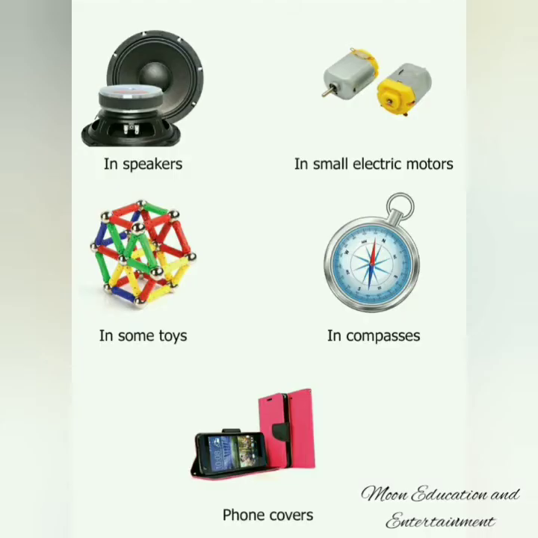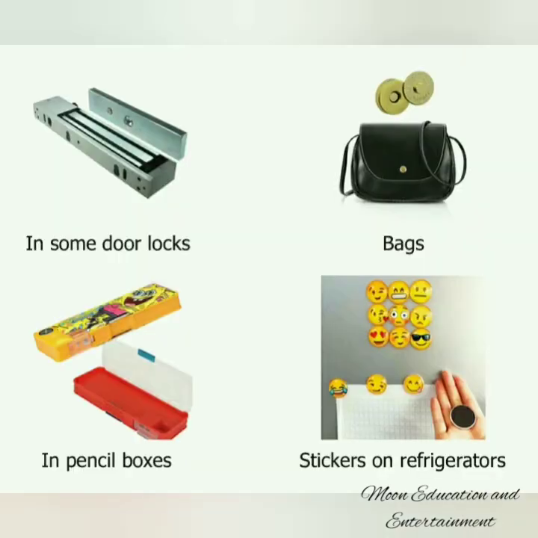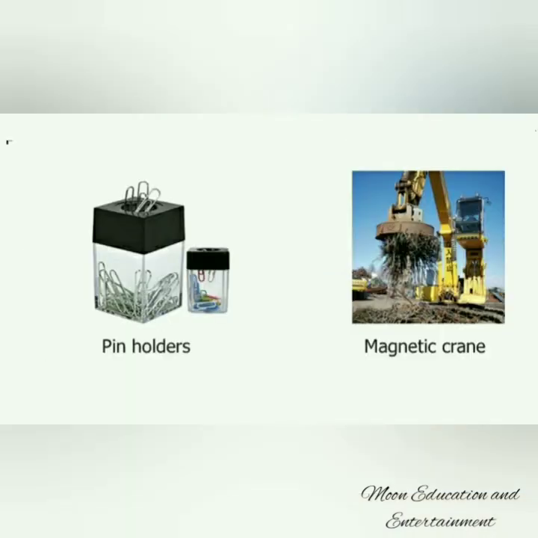The usage of magnets. We use various equipment with magnets in day-to-day life. Here are a few examples for the usage of magnets: speakers, small electrical motors, toys, magnetic compass, and mobile phone covers. In some door locks, handbags, pencil boxes, some refrigerator stickers, pin holders, and magnetic cranes.